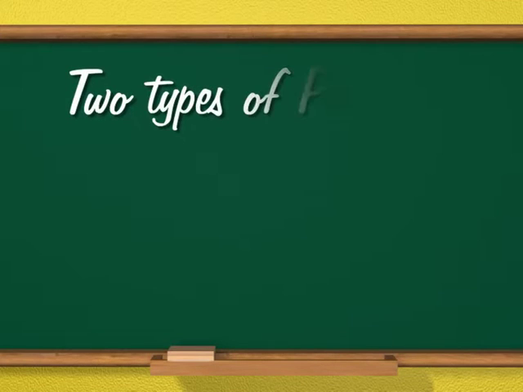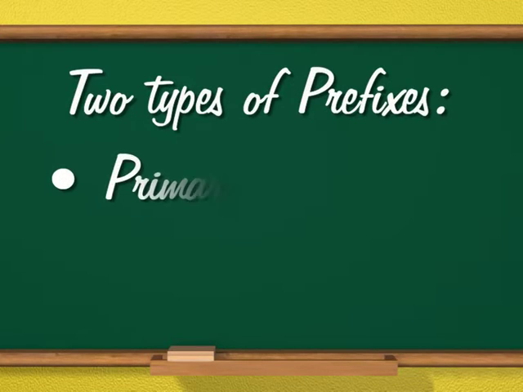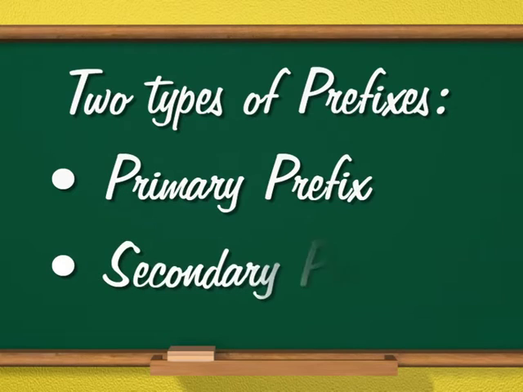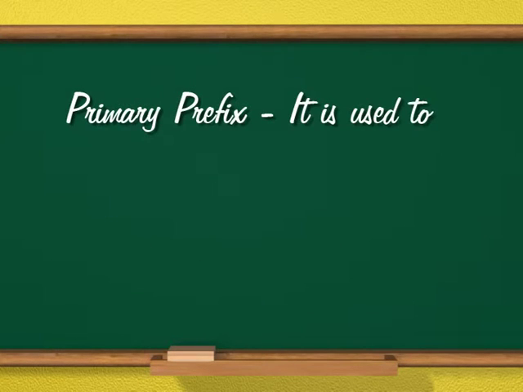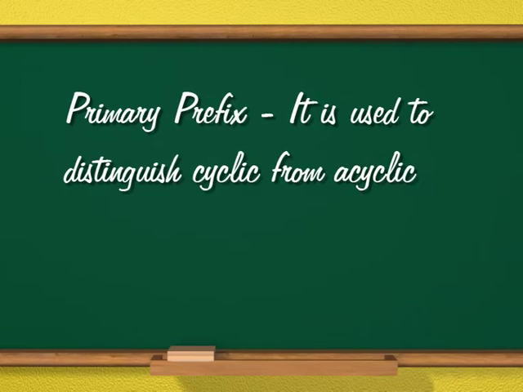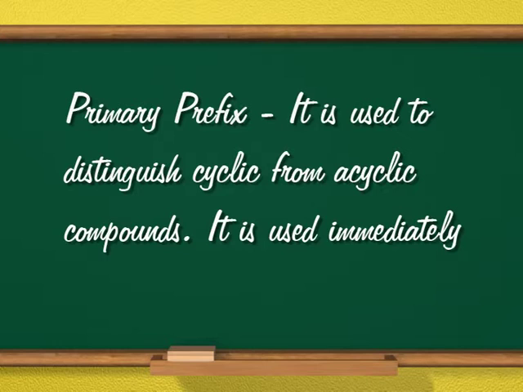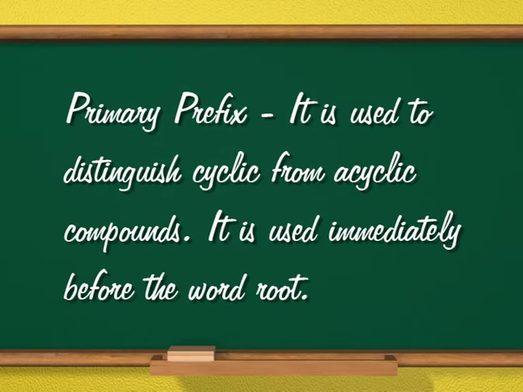It is time to discuss prefix. As the name suggests, it is placed before word root. There are two types of prefixes, primary prefix and secondary prefix. Primary prefix is used to distinguish cyclic from acyclic compounds. It is used immediately before the word root.